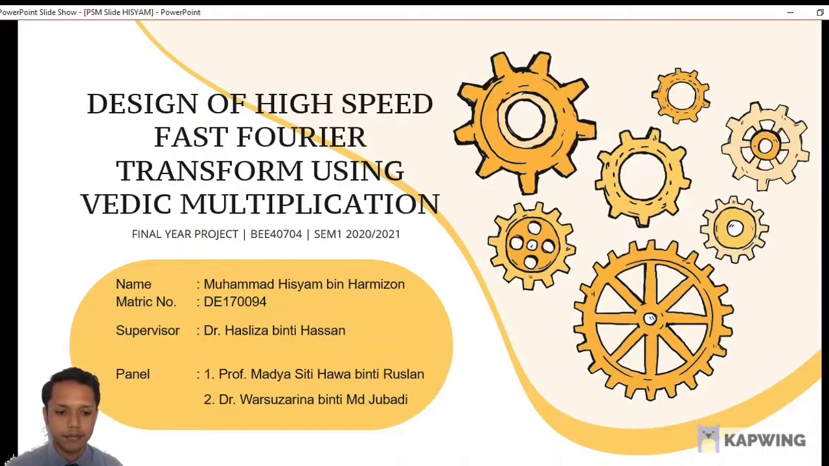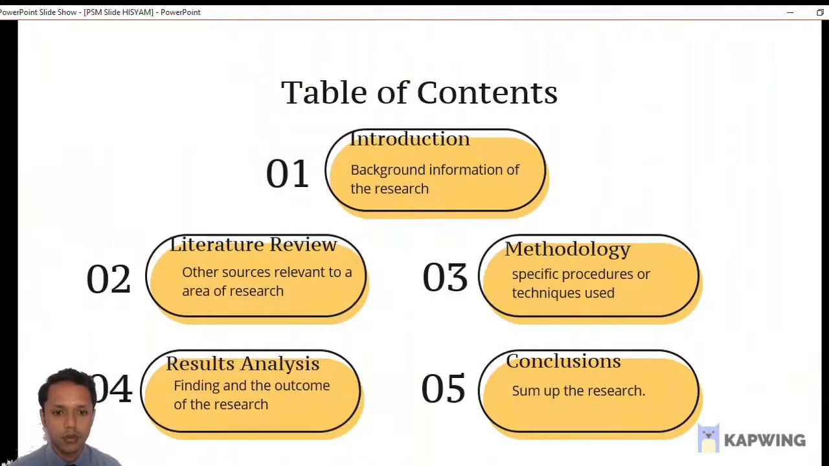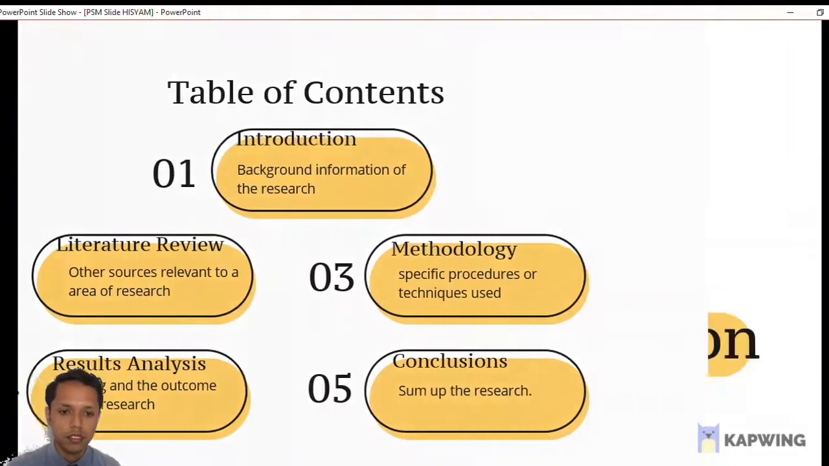We go to the next slide. What we expect from this presentation is 5 sections. First, introduction, which is the background information of the research. Second, literature review, other resources relevant to the area of research. Third, methodology, the specific procedure or technique used. Fourth, result and analysis, the findings and outcome of the research. And the fifth, which is the last one, is the conclusion, to sum up the research. First, we go to the introduction.